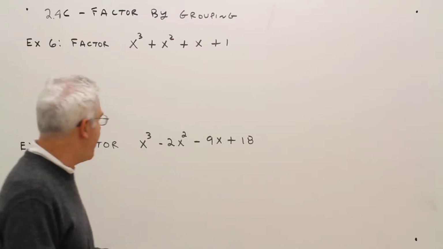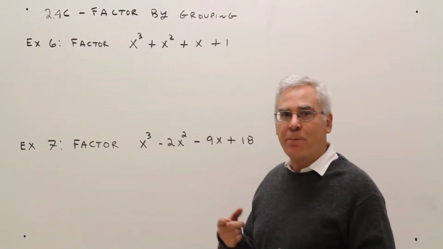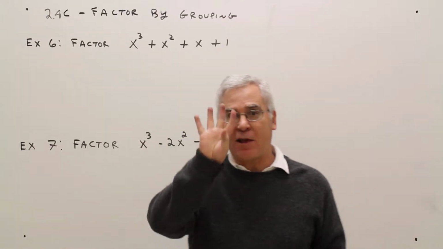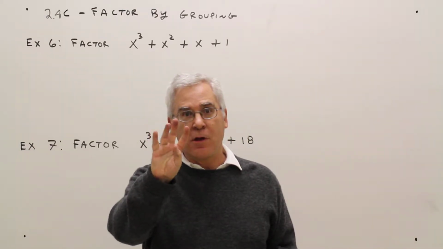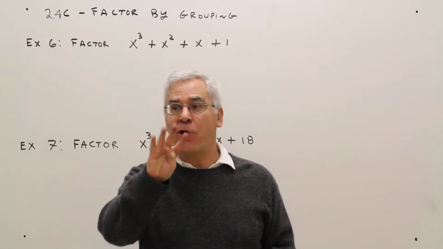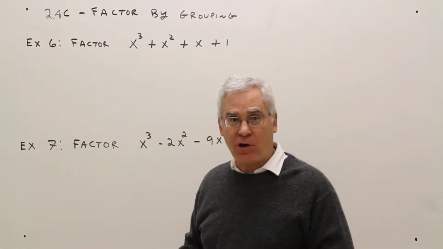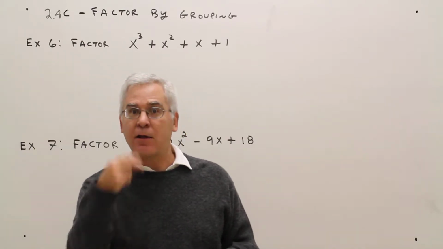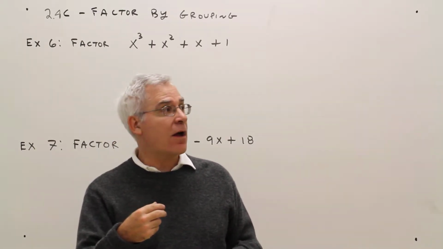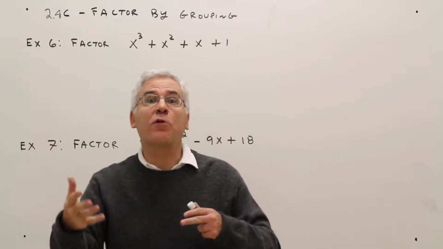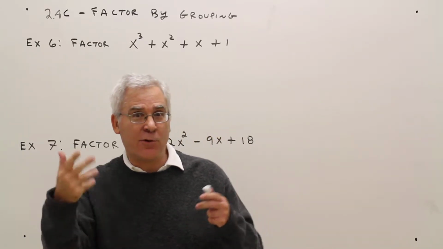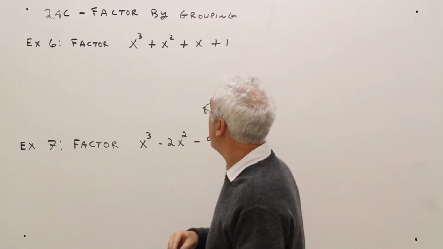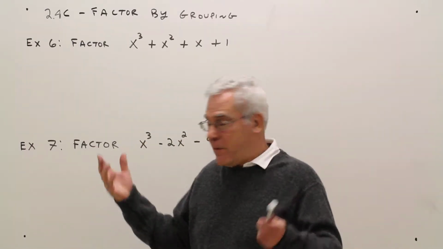All right, two examples. Most important thing, notice that each of these problems has four terms. So whenever you see four terms, you're thinking of factoring by grouping. Three terms, normal, guess and check. Two terms, difference of squares, or sum or difference of cubes. So two terms, three terms, four terms, very important. Okay, so factor by grouping, let's start grouping.